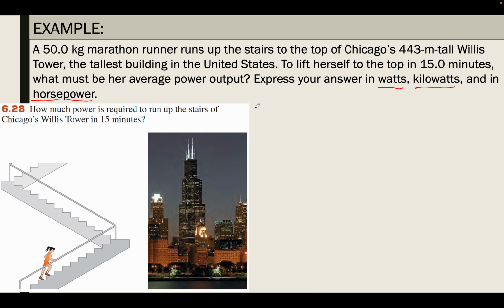Okay, so given the given values, we have the mass of the runner, which is 50 kilograms. We also have the height of the building, H, which is 443 meters.